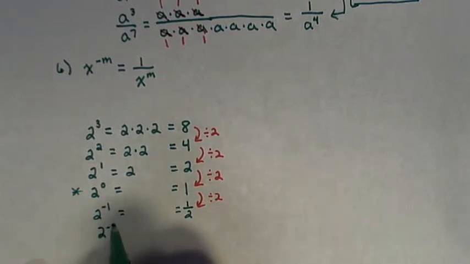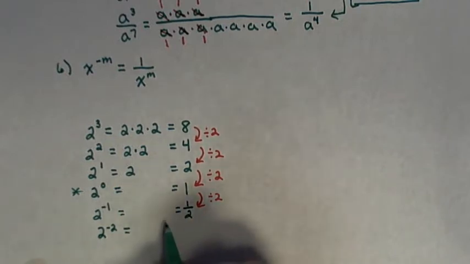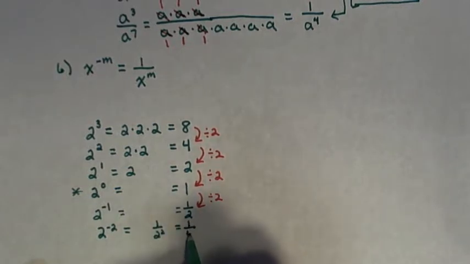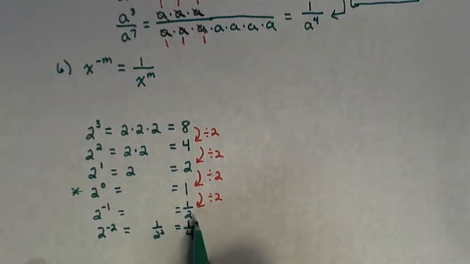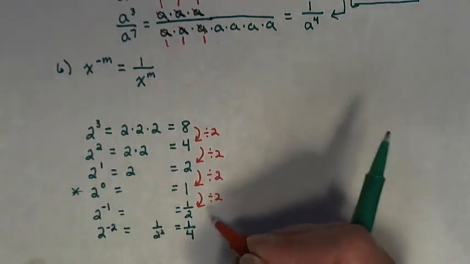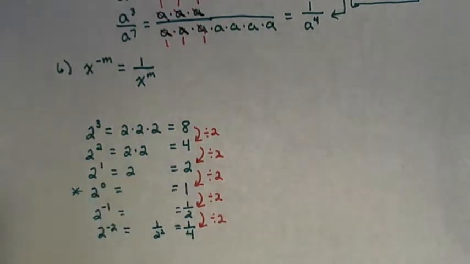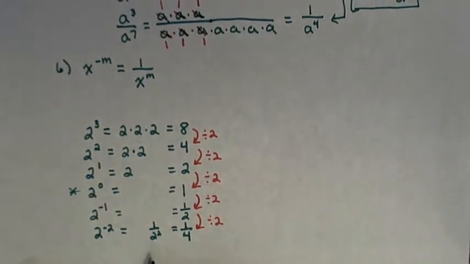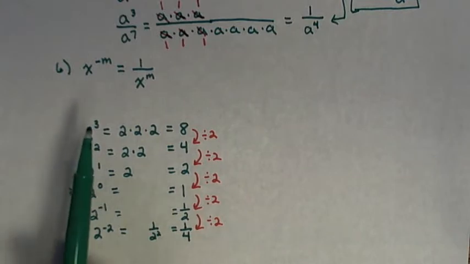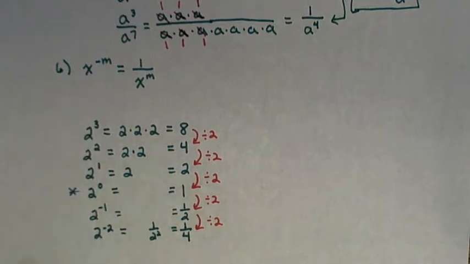And the pattern can continue. So 2 to the negative 2 would become 1 over 2 squared, which is 1/4. And again, 1/4 would be 1/2 divided by 2. So the negative exponents fit into this pattern right along with our positive exponents and our 0 exponent rule. So this is just another nice way of being able to show the relationships that you have with all of the exponent rules.